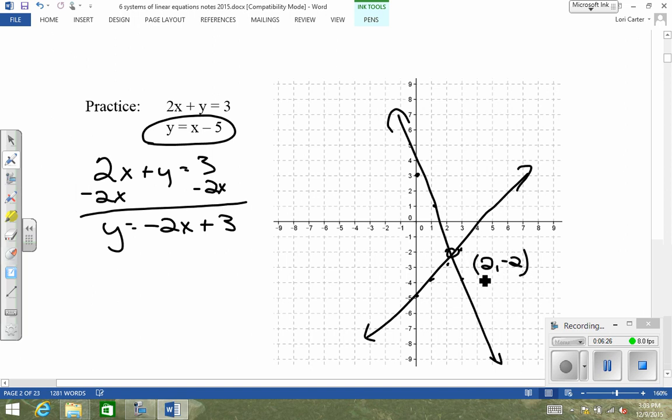All right, yours probably should have been over here. So this looks like it should be this way. Probably 2.5, negative 2.5, maybe. As long as you're within the general vicinity and your point matches your graph, you are right.